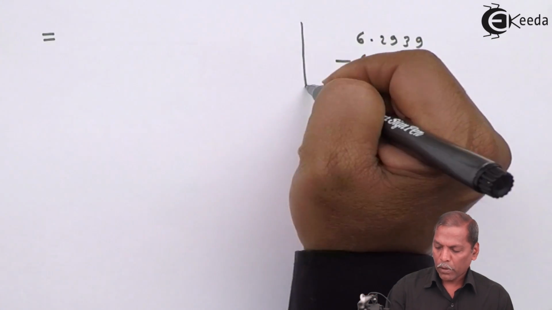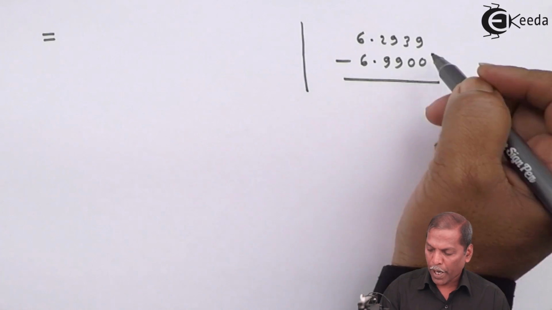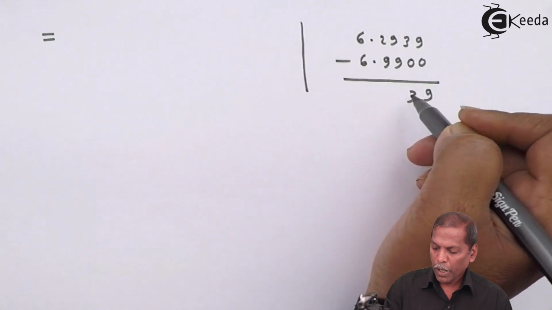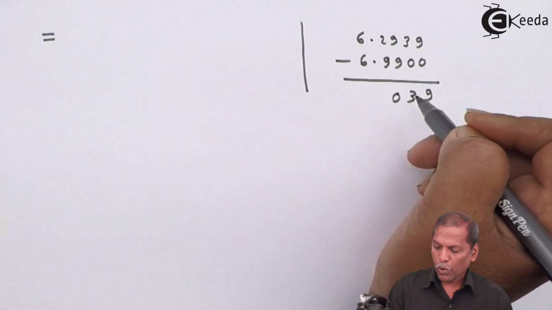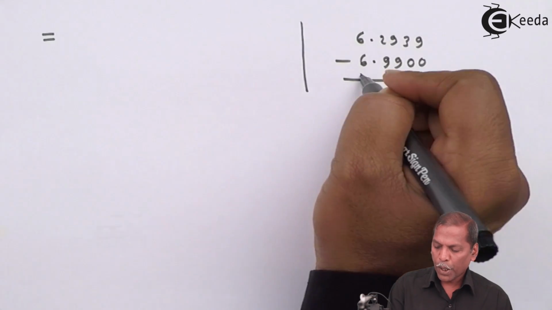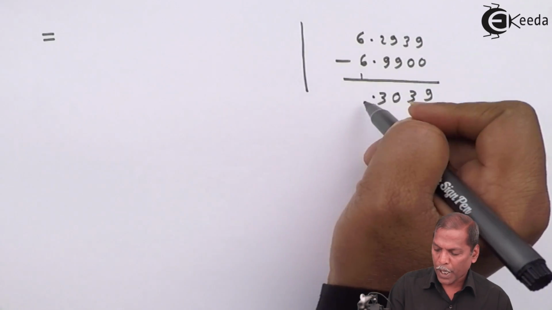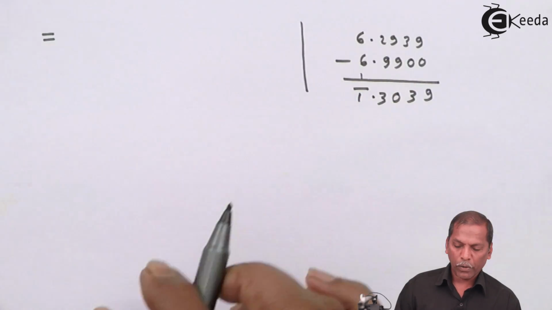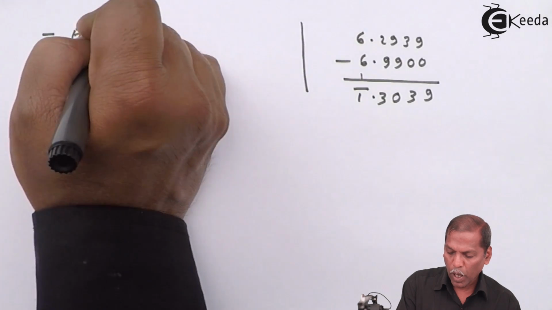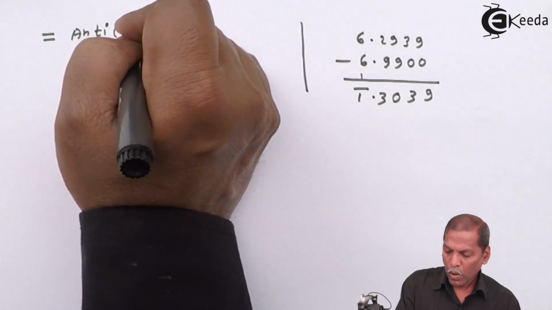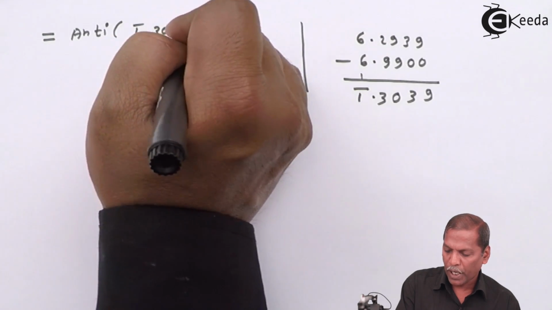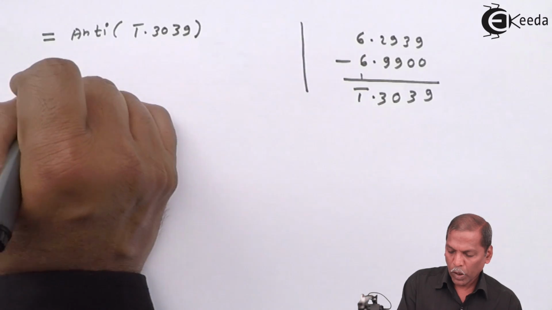On subtracting, we get 9 minus 0, that is 9, 3 minus 0, 3, 9 minus 9, 0, 12 minus 9, 3, point, then 6 minus 7, that is minus 1, it means bar 1. So that equals antilog of bar 1.3039.